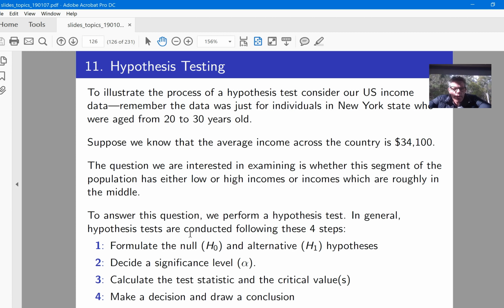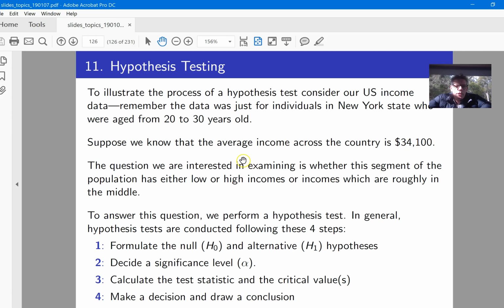So let's look at a very specific example so we can get our head around this. You may recall we've been looking at a data set before now which is about incomes of people in the USA, but this is a sample of people from a particular state, New York State, in a particular age group, 20 to 30 years old. Now, suppose we had the data from the tax office of every single individual in the country, and we know that the average income across all these people is $34,100.